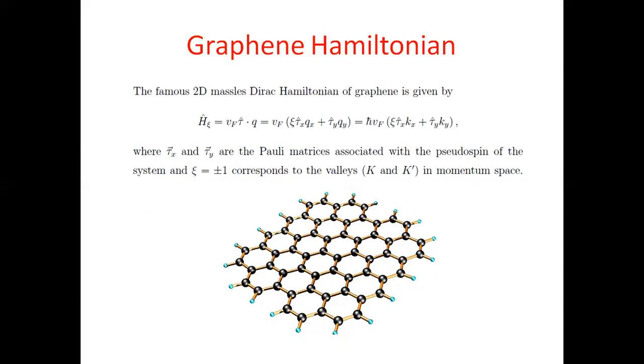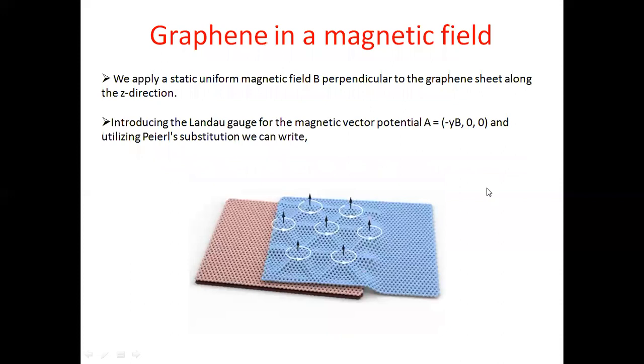and kx and ky are in momentum space. So now we want to apply a magnetic field to this monolayer graphene in the z direction. So we applied the magnetic field which is perpendicular to the sheet, in the z direction, and as we know, when we apply a magnetic field, we introduce the Landau gauge for the magnetic vector potential, which is given by this equation.